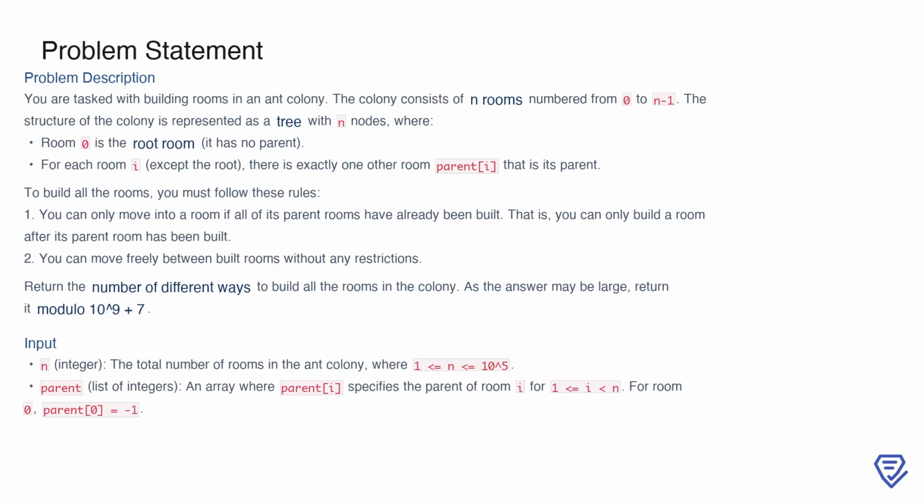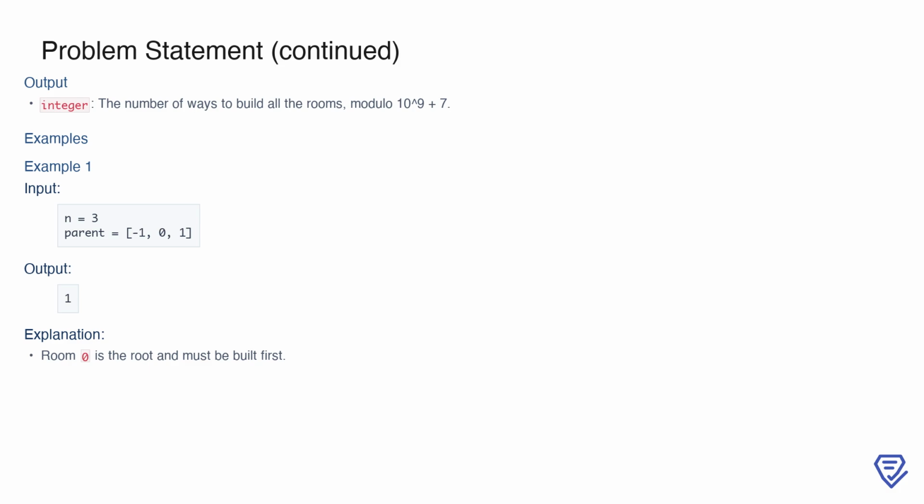The challenge involves adhering to two key rules. First, you can only build a room after its parent has already been built, and second, once a room is built, you can move freely between any of the built rooms. The goal is to calculate the total number of valid ways to build all the rooms in the colony. Since the number can be very large, the result should be returned modulo 10 to the power of 9 plus 7. The output of the problem is a single integer that represents the total number of ways to build all the rooms while satisfying the given rules.